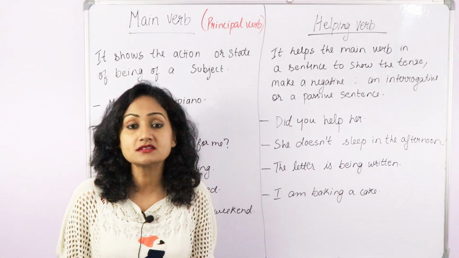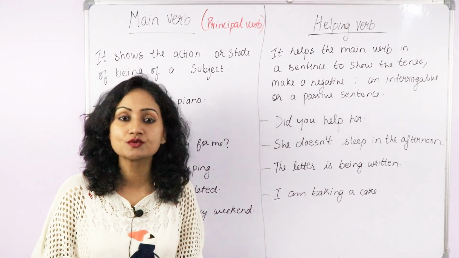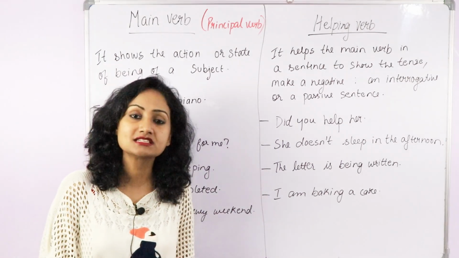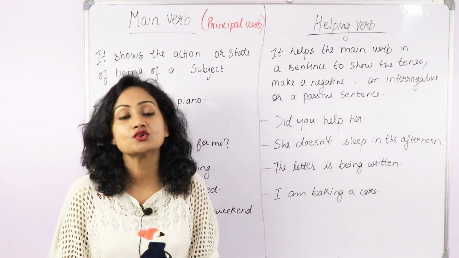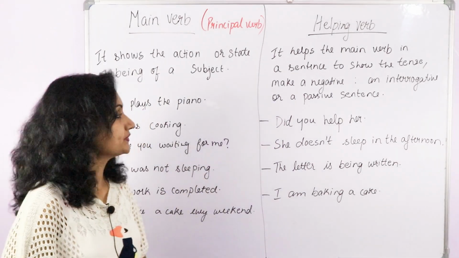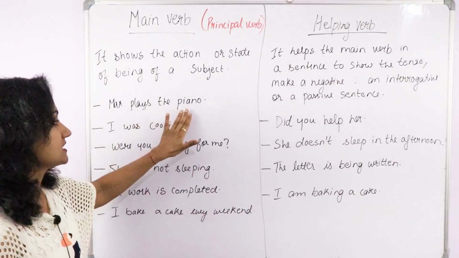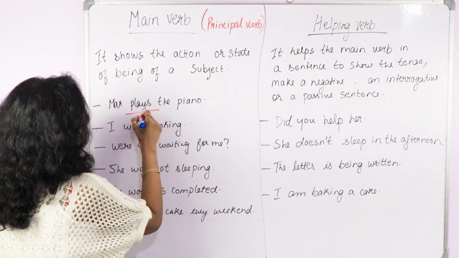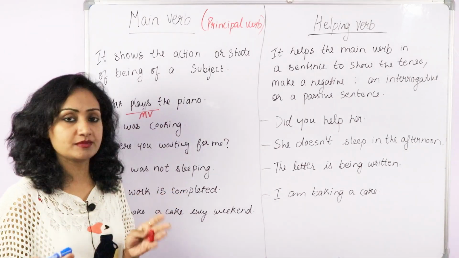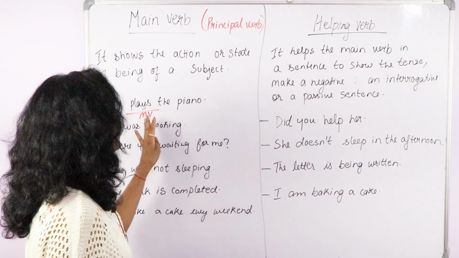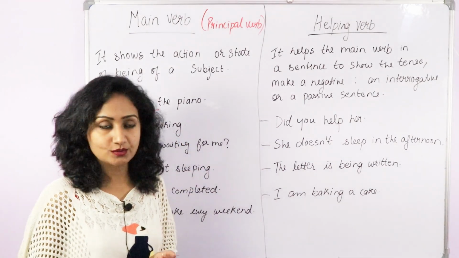It doesn't need a helping verb. But a main verb can also be used with a helping verb to show a tense or to make a negative or a passive sentence. In that case, we need a helping verb with a main verb. "Max plays the piano." Here play is the main verb and it doesn't need a helping verb. "Max plays the piano" is a complete sentence. This way, a main verb can stand alone.